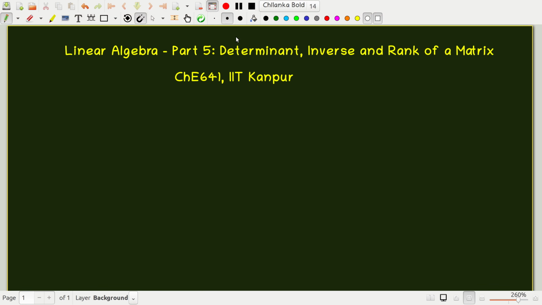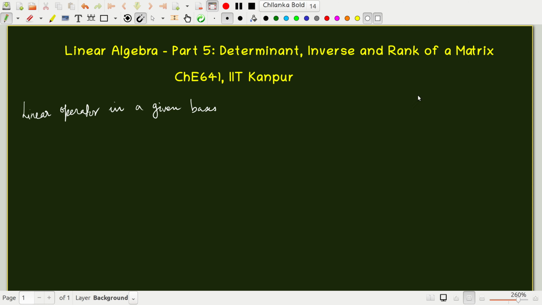Hello students, welcome to this part 5 of the module on linear algebra. In this module we are going to discuss determinants, inverse and rank of a matrix. Remember that in the last lecture, the last module, we discussed the notion of a matrix as the representation of a linear operator in a given basis.